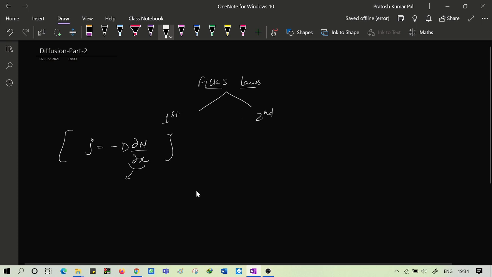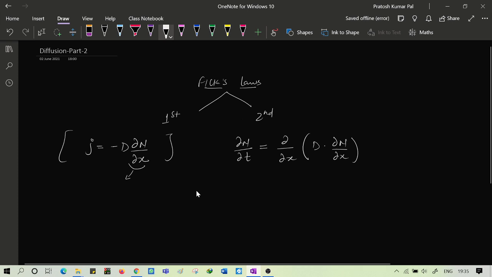In Fick's second law, this gives us the rate of change of the concentration of dopant, which is basically called the accumulation of dopants. So accumulation of dopants is given by ∂n/∂t = ∂/∂x (D ∂n/∂x). Basically it is the negative of the flux given by the first law. So this is Fick's second law. Up to here we have seen in the previous class.